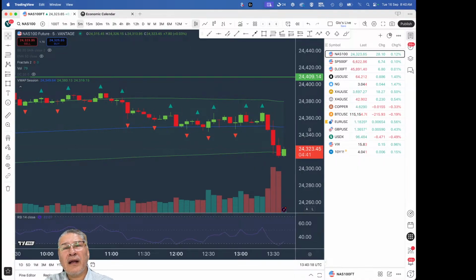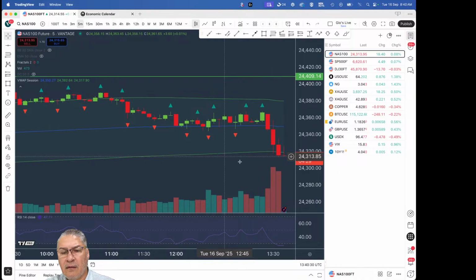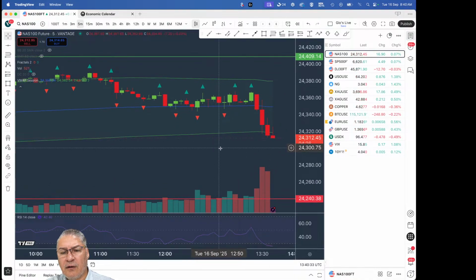Looking for entry long positions. Let's see. We want this candle to close above the band, but is it going to make another? Let's see if 24,300 is going to be where the market actually wants to come in and use a possible trade setup.